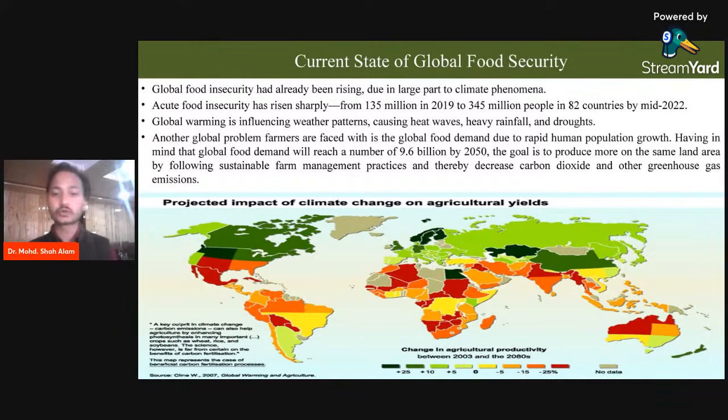The following world map shows the impact of climate change on agricultural yield. As you can see, the dark red areas show the most negative effect of climate change, up to minus 25% on agricultural yield, and this map is a prediction for the period from 2003 to 2080. The orange area shows a reduction of up to minus 15%. The areas covered by dark green show a low impact of climate change on their agricultural yields, and have an increment of 25%.